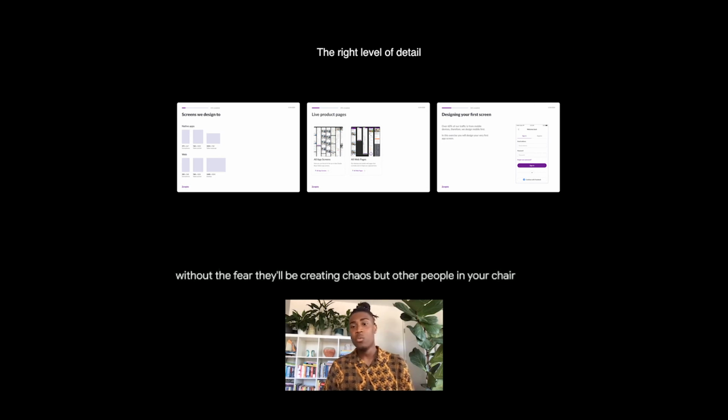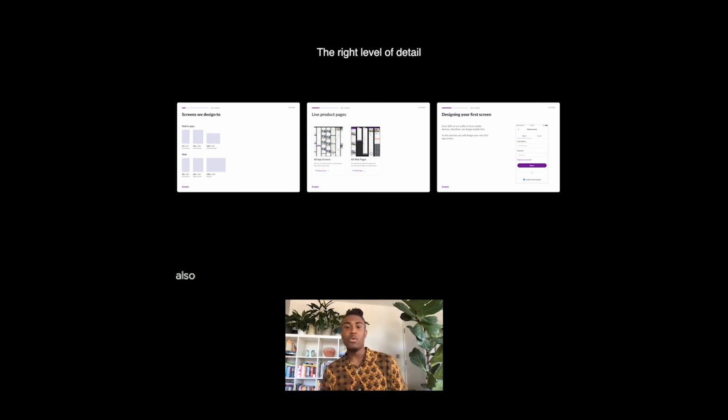But also, we wanted to create a playground. So we allowed designers from the very offset to try designing their first screen as easily as possible using real Blueprint components.